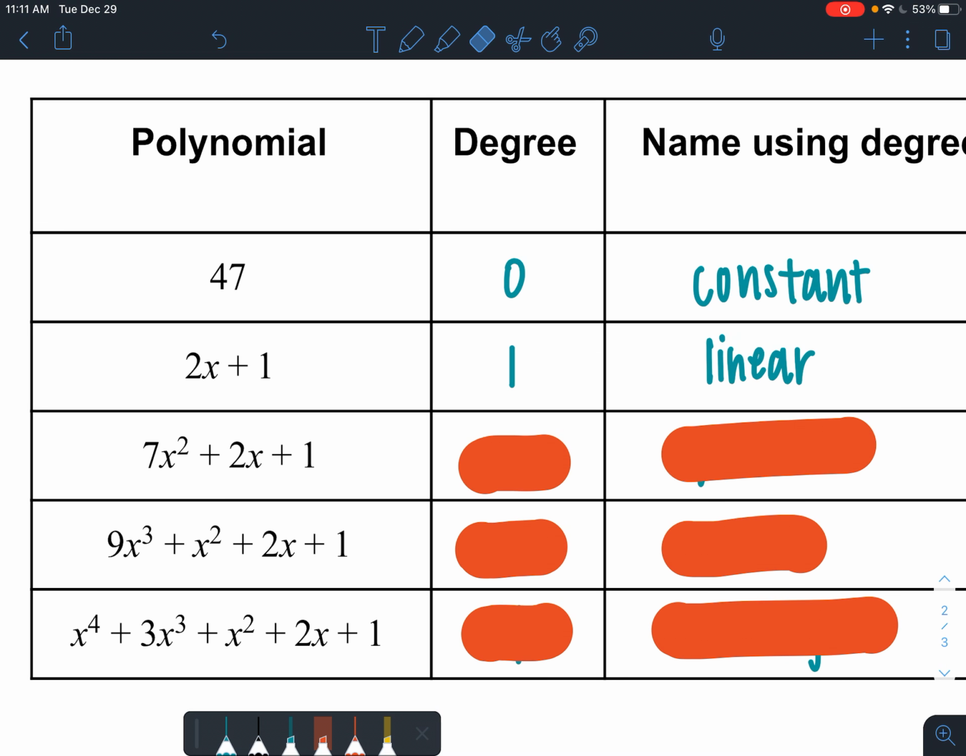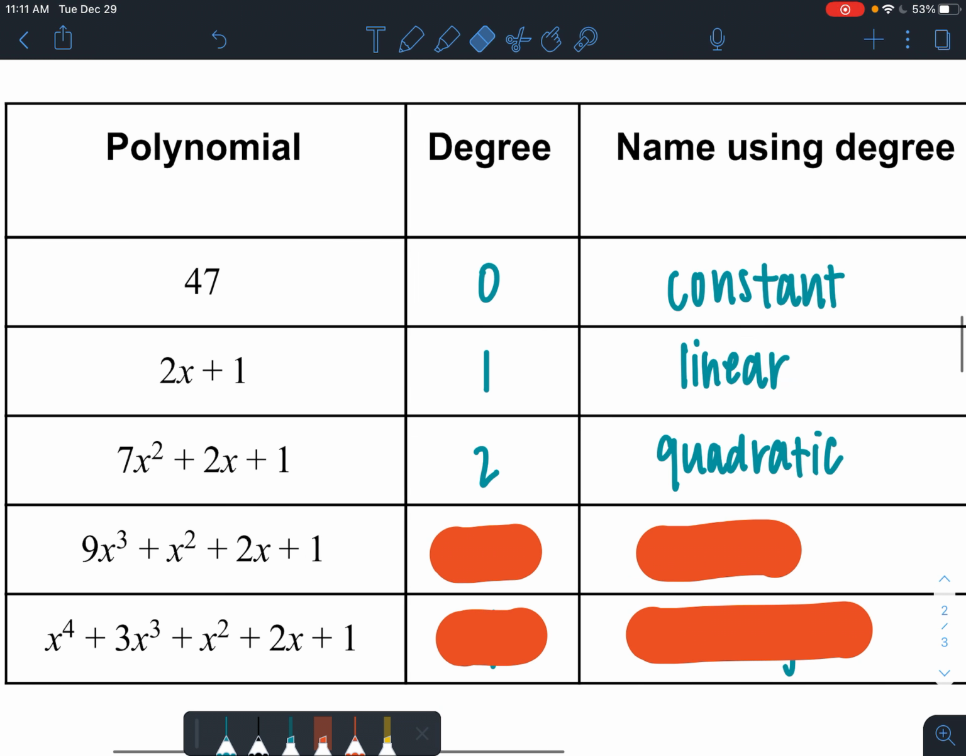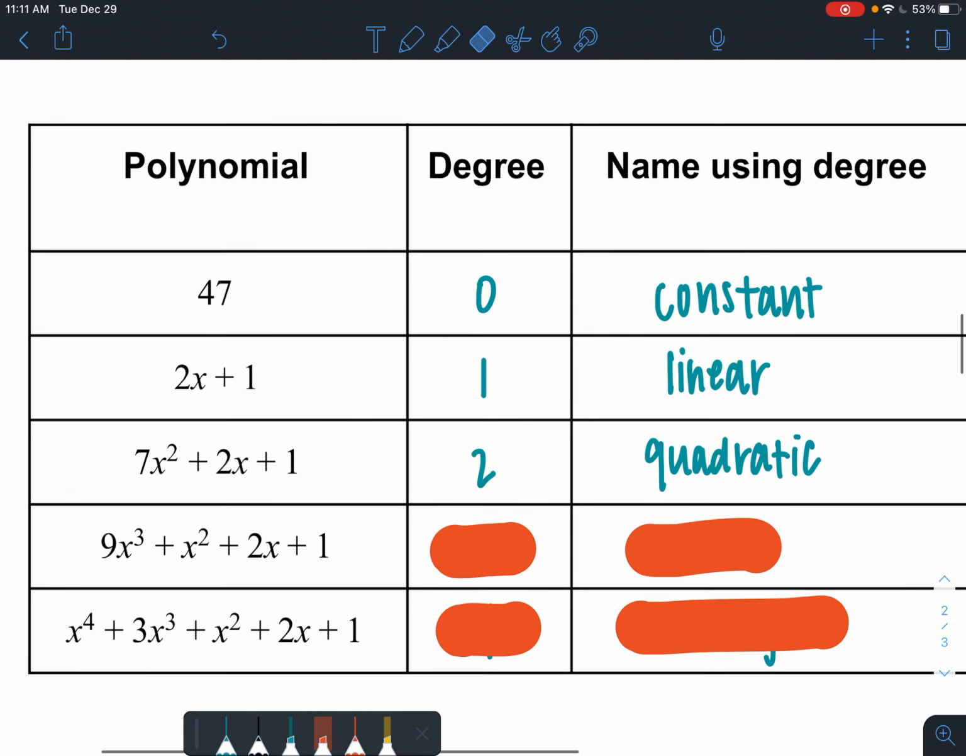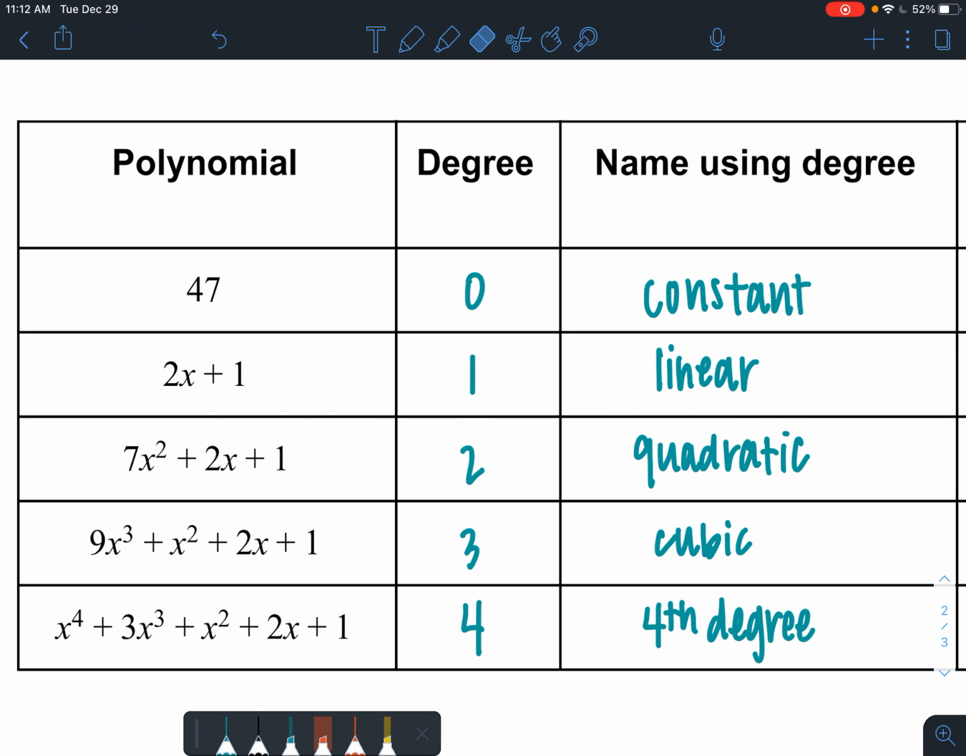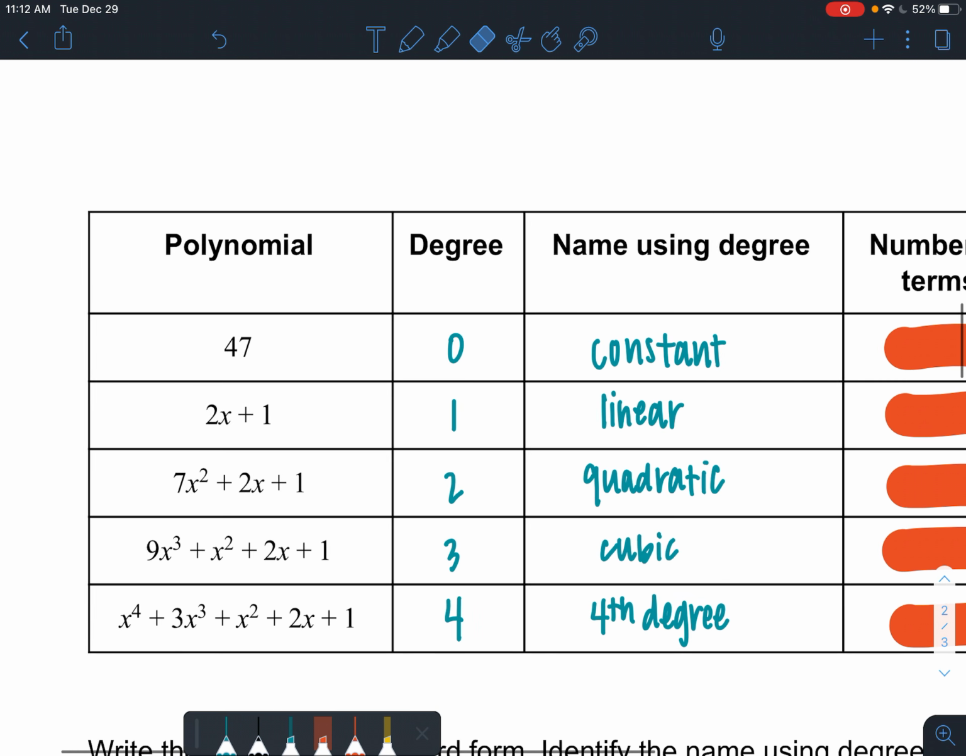Next up, a degree of 2. We call those quadratics. Remember, quadratics are the ones that make that U-shaped parabola. Next up, a degree of 3 is a cubic. And then x to the fourth for this one, we are just going to say whatever degree. So fourth degree, and then on up be fifth degree, sixth degree, and so on.